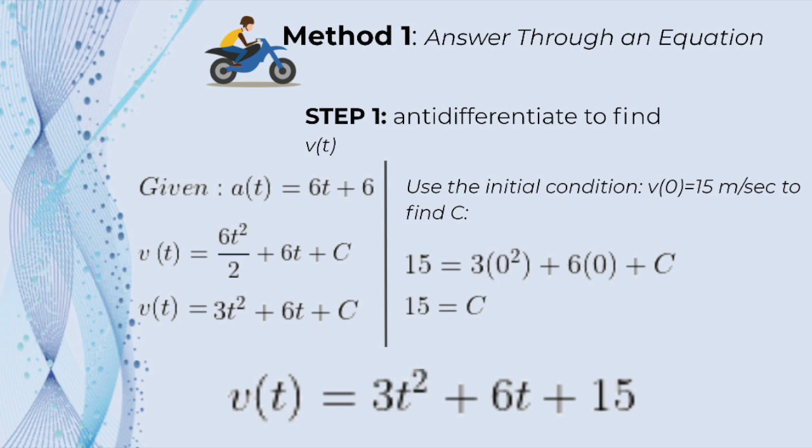We plug these numbers in, 15 as v(t) and 0 as t, in order to find that our constant is equal to 15, leaving us with a final velocity equation of v(t) = 3t^2 + 6t + 15.